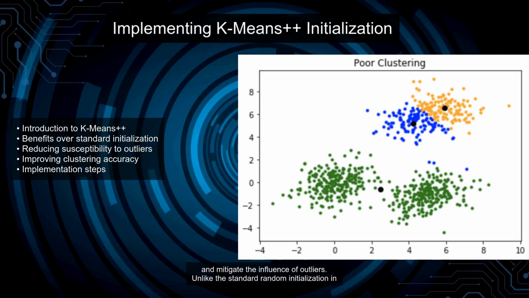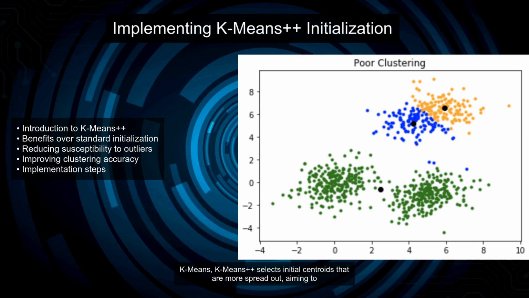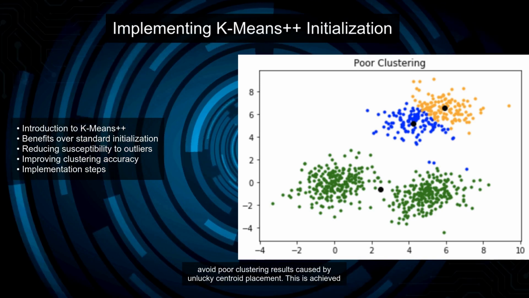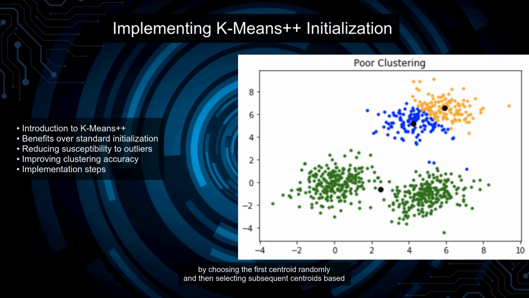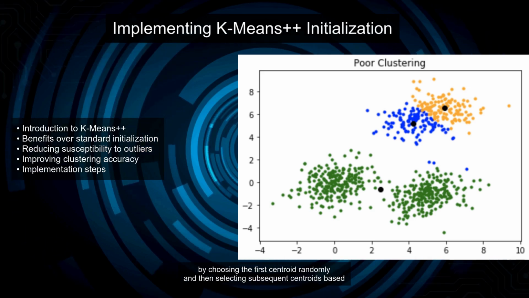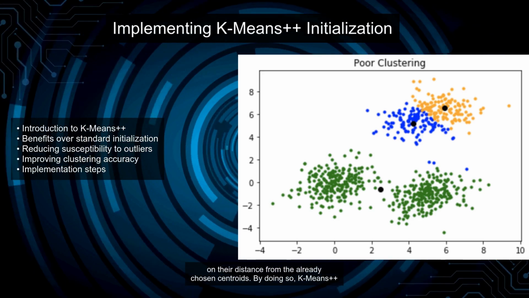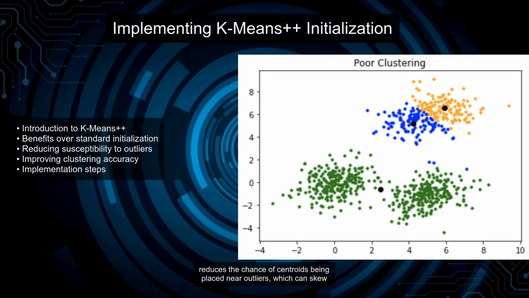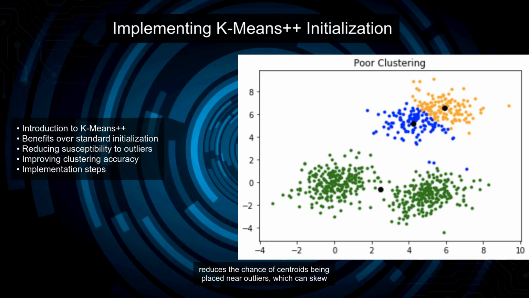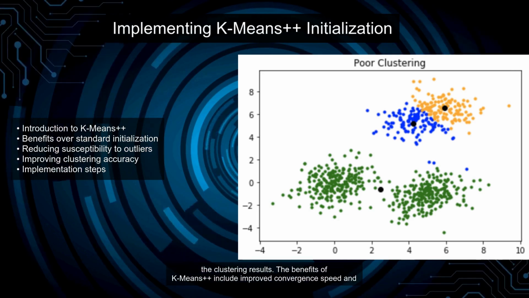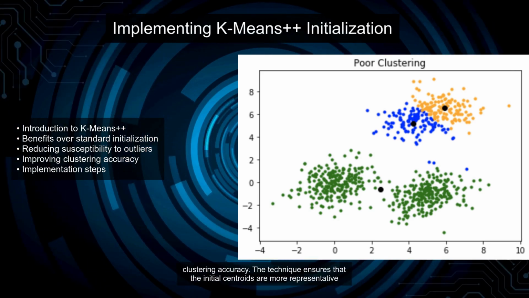Unlike the standard random initialization in k-means, k-means++ selects initial centroids that are more spread out, aiming to avoid poor clustering results caused by unlucky centroid placement. This is achieved by choosing the first centroid randomly and then selecting subsequent centroids based on their distance from the already chosen centroids. By doing so, k-means++ reduces the chance of centroids being placed near outliers, which can skew the clustering results. The benefits of k-means++ include improved convergence speed and clustering accuracy.